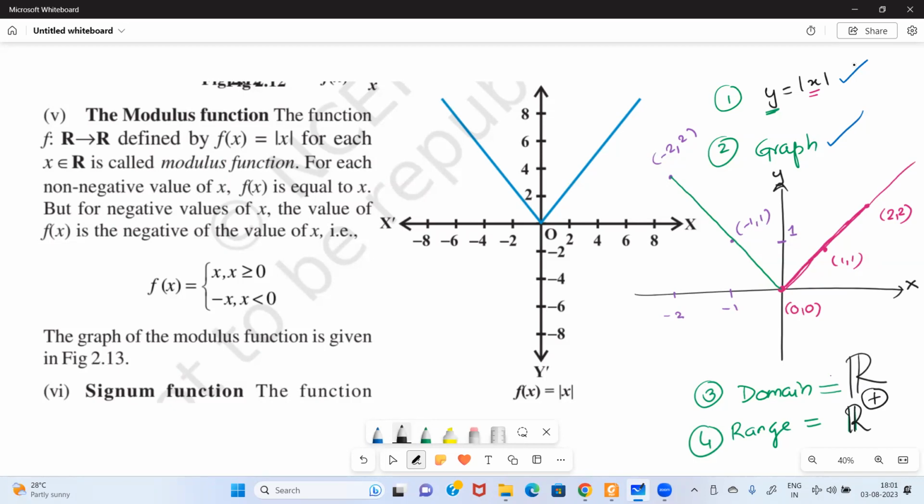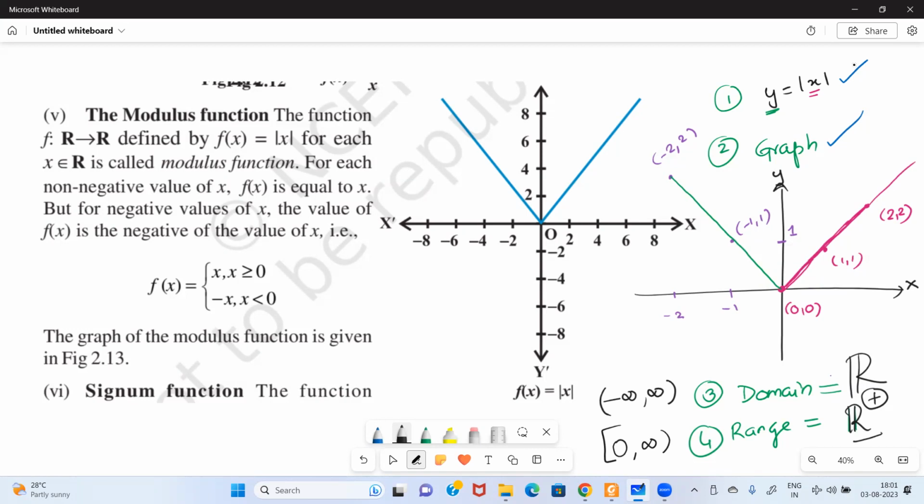So domain is what? Domain is, come on, tell me. -infinity to infinity. Whereas what is the range of your mod x function? Come on, tell me. Minus infinity, sir? No. Minus means negative, right? Okay, so infinity. Infinity is the one end. Where is it starting? What is the minimum value it will take? 0. Very good. So range is 0 to infinity. That's what is meant by R plus.